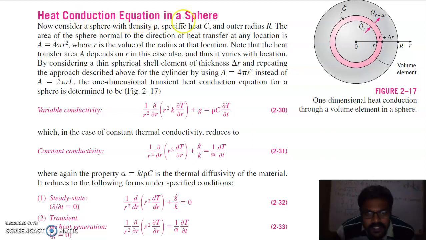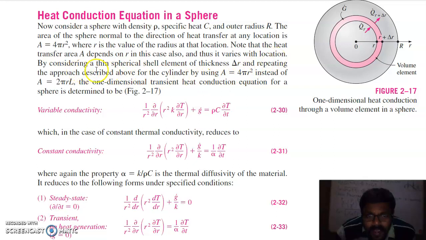Heat conduction equation in a sphere. Now take this sphere element, one dimensional heat conduction through a volume element in a sphere. So this is radius r, this is r plus del r, and this is the outer surface radius. Heat is transferred in the radial outward direction. The area of the sphere normal to the direction of heat transfer at any location is area equal to 4 pi r square, where r is the value of the radius at that location. Note that the heat transfer area A depends on r in this case also, thus it varies with location.